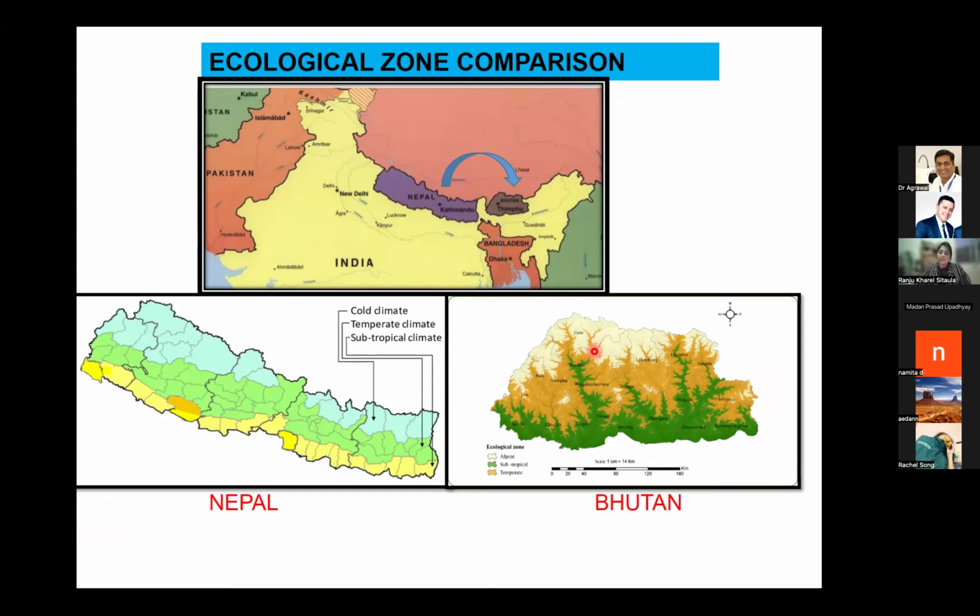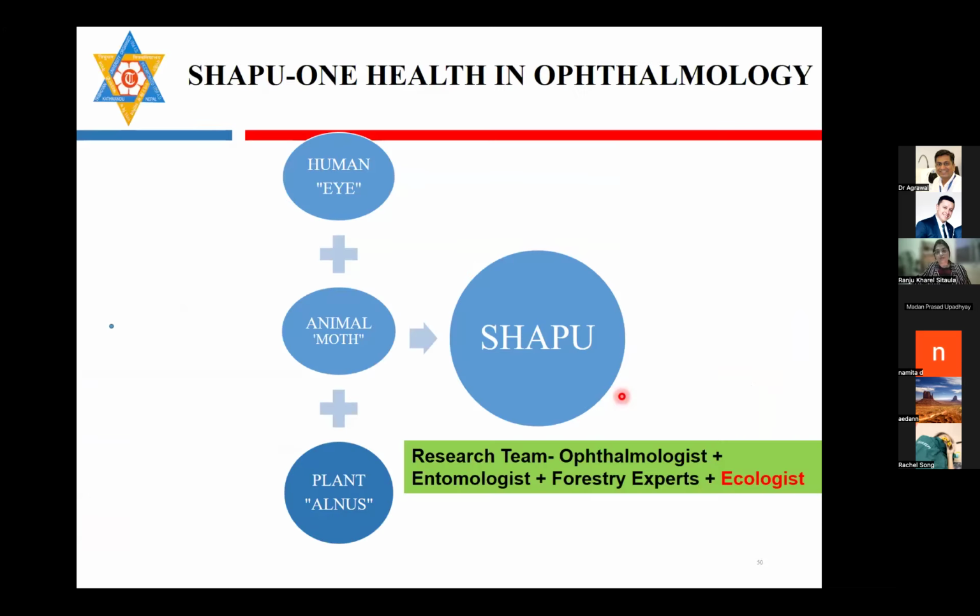The same Hindu Kush mountains, the same climate and ecological similarity could have made possible the presence of SHAPU in Bhutan. Moreover, those ophthalmologists who detected SHAPU in Bhutan were the ones who were trained in Nepal, who did their residency in Nepal, so they knew the characteristics of this disease in our country. So we finally completed the One Health approach in SHAPU by adding the ecological arm. This time we could make a final team of ophthalmologists with entomologists, a forestry expert and an ecologist, because everything has to come into place for the disease to occur.